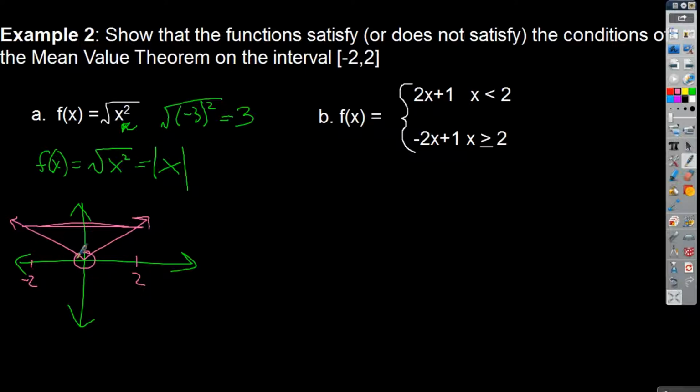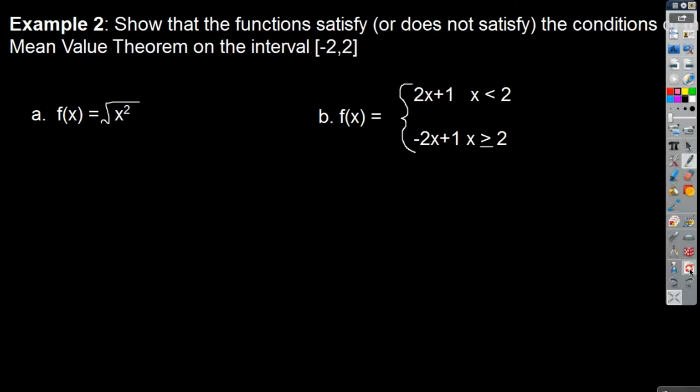It's not differentiable at that point. So that's the point where I would have a slope of 0, but there is no derivative because there's a corner. Absolute value of x has a corner, so this is not differentiable at x equals 0. So there's a problem because I can't use the mean value theorem if it's not differentiable.